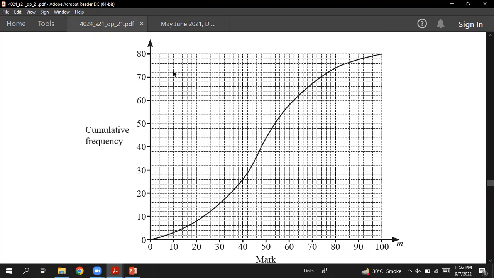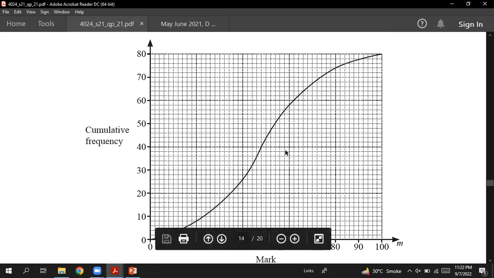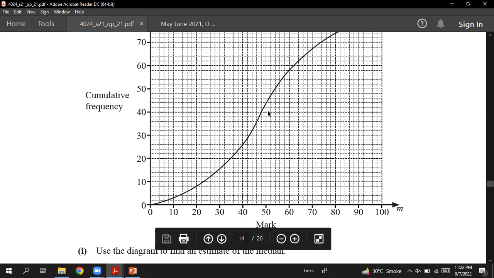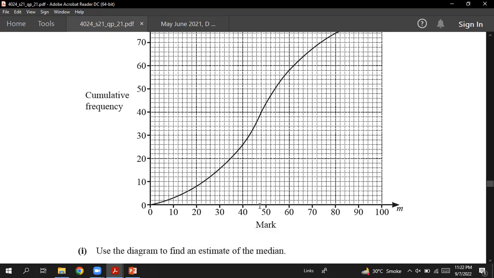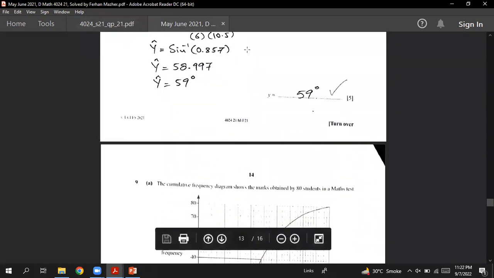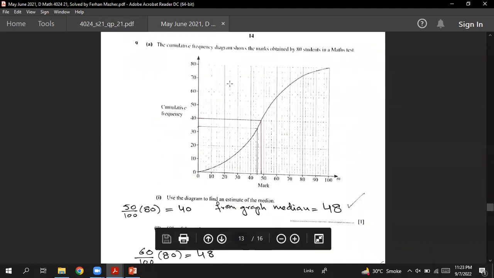So how do you find the median? The cumulative frequency is 80, so first of all, find 50% of the cumulative frequency, which will be 40. On the y-axis, from 40, go to the cumulative frequency curve, and when you cut it, check what is the value below it. If you go there, you get maybe 48, I think. Let's see, I have done this already.